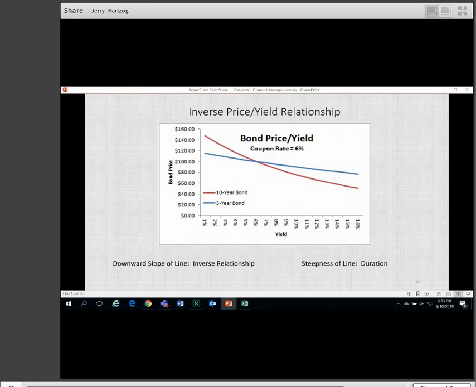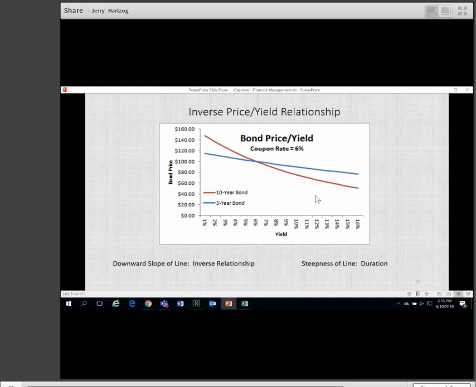So let's look at those two relationships graphically. The red line represents a 10-year bond, the blue line a 3-year bond. So as you'll notice that looking at the blue bond, if we assumed a 1% yield, the price is about 120. But as we assume higher and higher yields along the horizontal axis, we get lower and lower prices. So the downward slope of those two lines represents that inverse relationship.